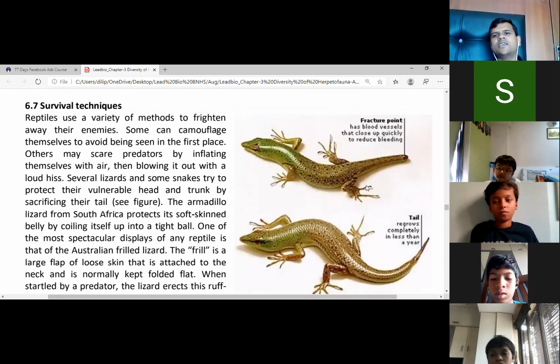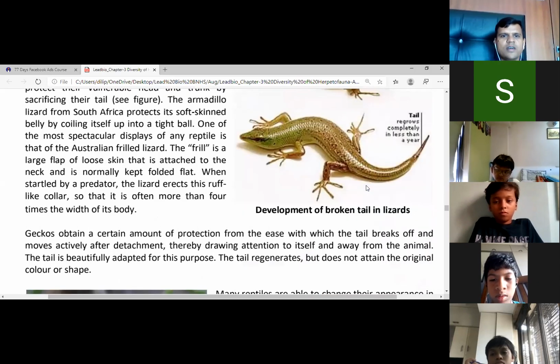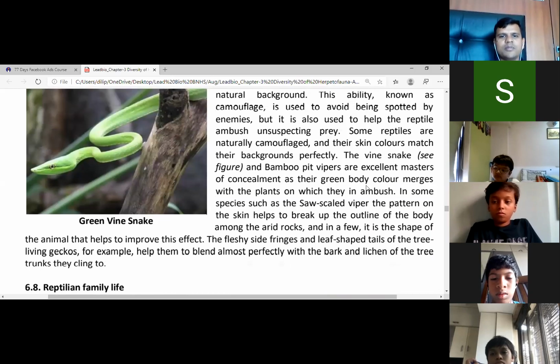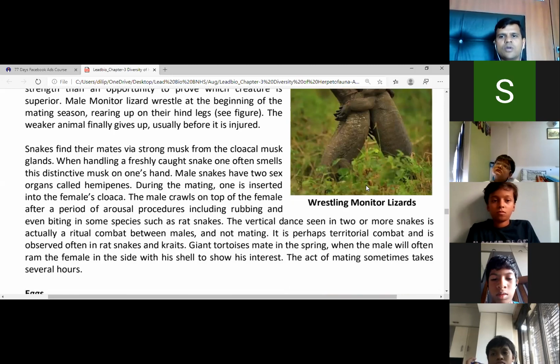Okay, this fracturing technique we spoke about, some of these lizards can either give their tail or let the predator eat that tail and get a new tail. We spoke about this. Green vine snake we have seen, so we will move ahead. Reptile egg, we will go a little further.